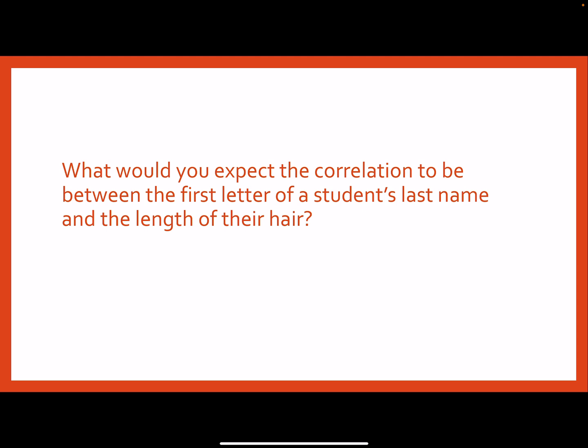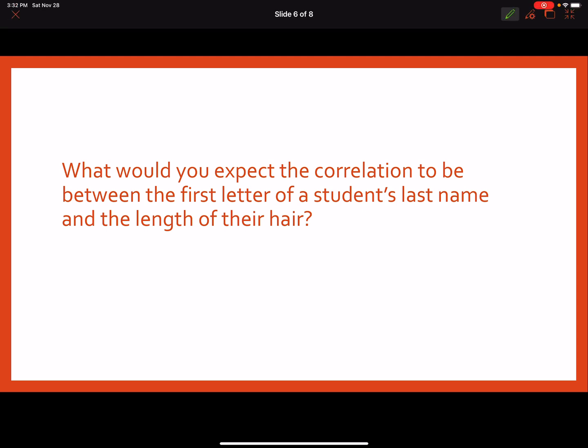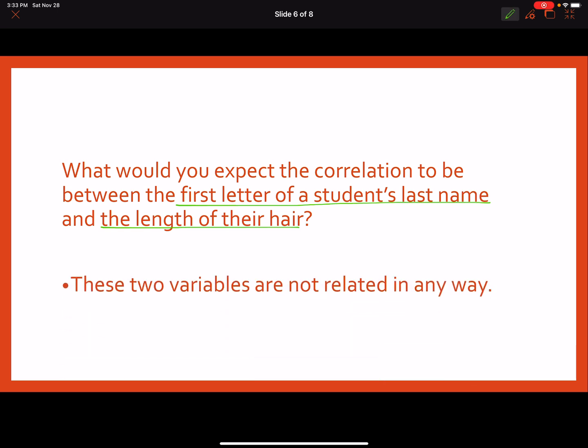What would you expect the correlation to be between the first letter of a student's last name and the length of their hair? So first letter of a student's last name is one variable, and length of their hair. Now let's think about this situation. Does the first letter of your last name have any indication of how long your hair would be? Are those two variables even related? Is there a relationship going on there? These two variables are not related in any way.